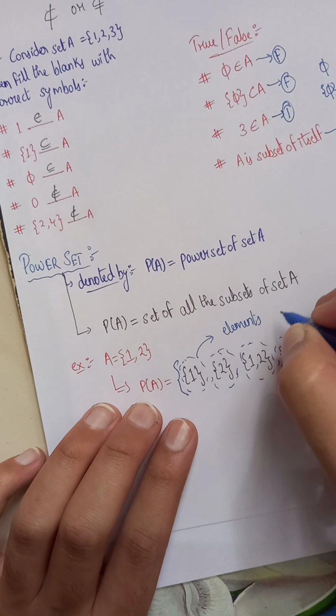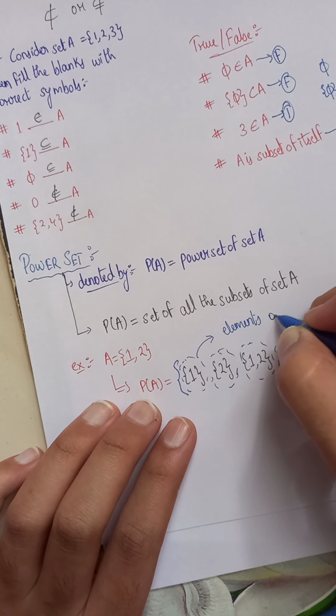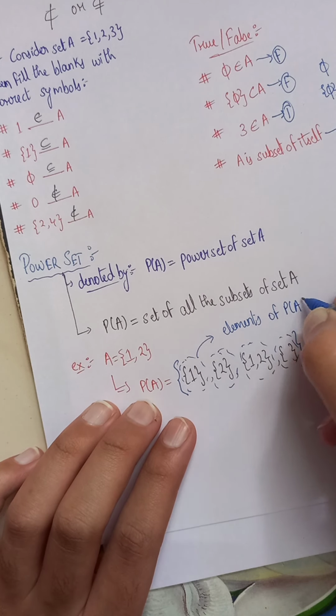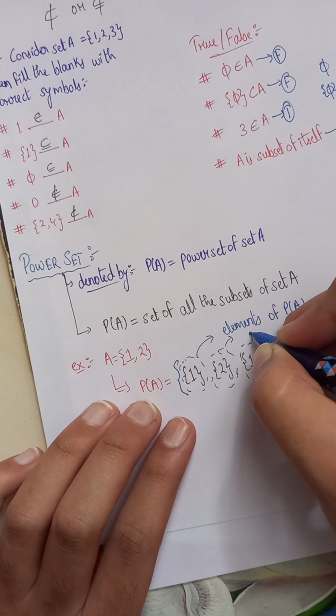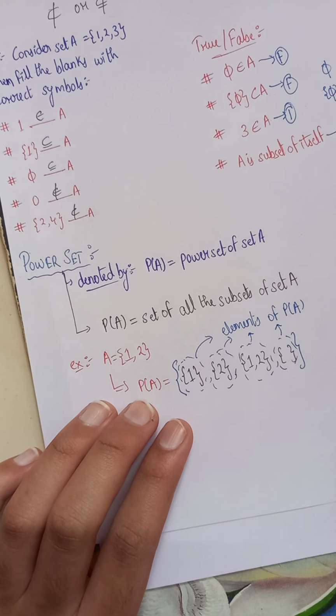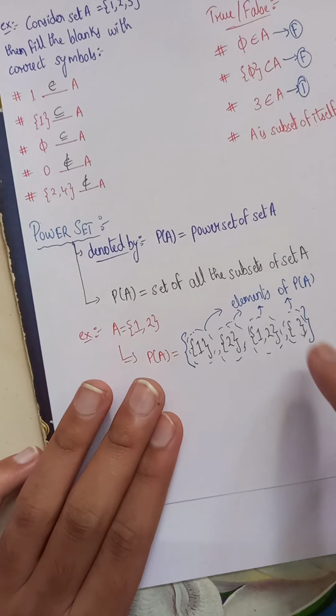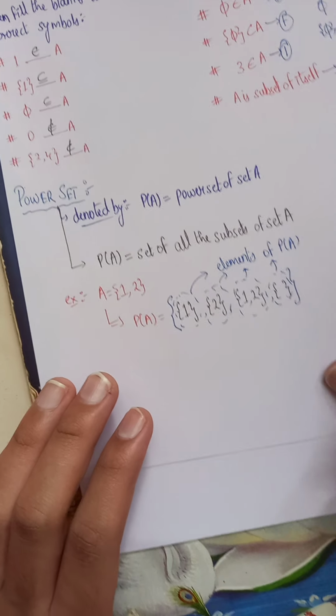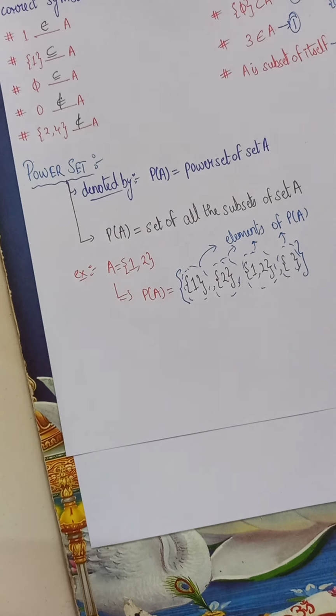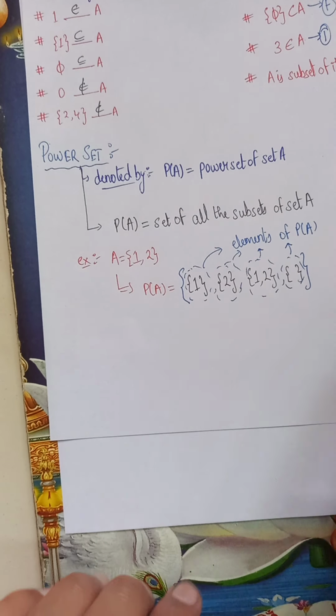These are considered as elements of P of A. So the subsets of set A are nothing but elements of the power set of set A. Okay, so let's do some true or false questions based on this example.